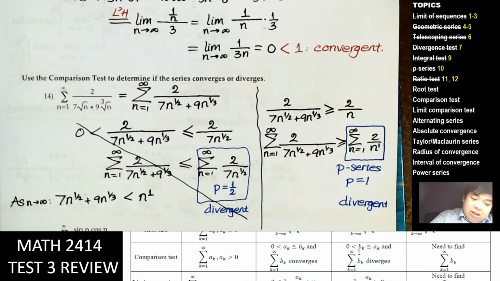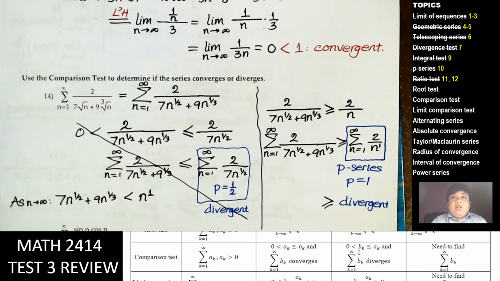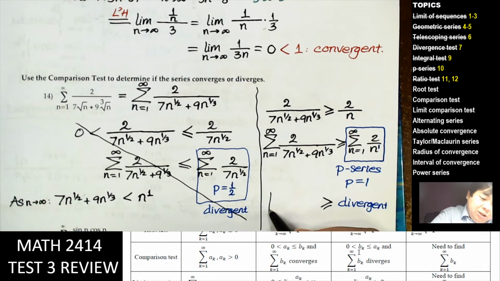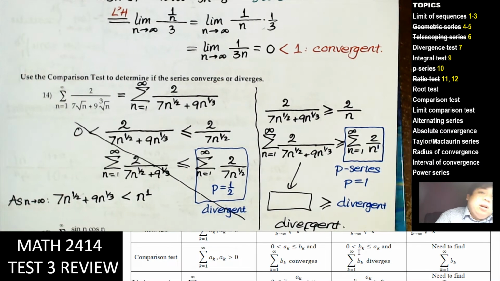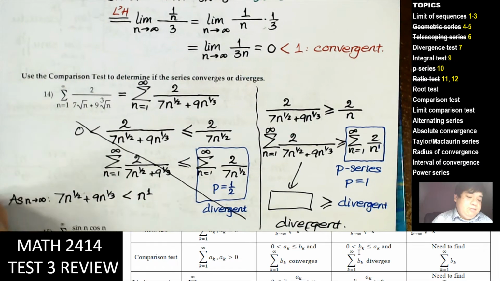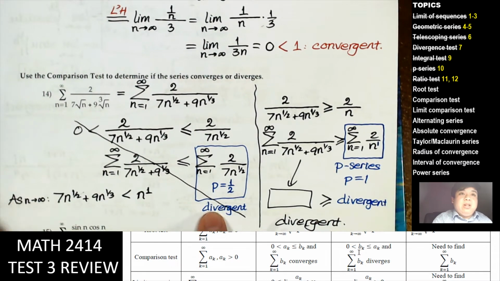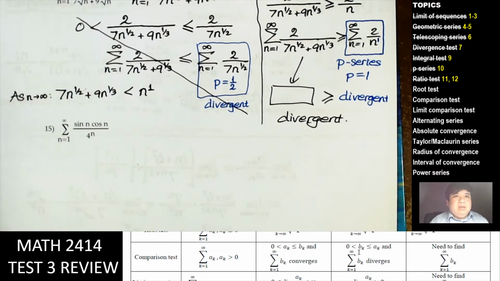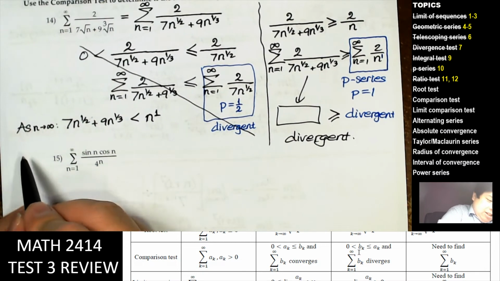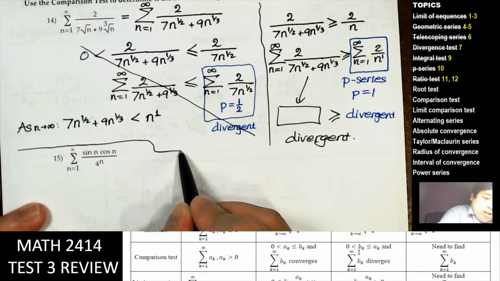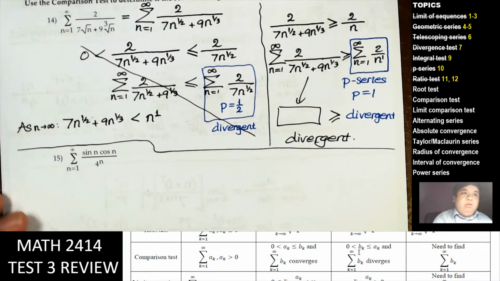And this series is bigger than a divergent. If it is divergent already, anything bigger than that will be divergent as well. Just going to put that in here. So anything bigger than divergent is divergent. On this one, it doesn't help because less than divergent is inconclusive. But bigger than divergent will be divergent for sure.